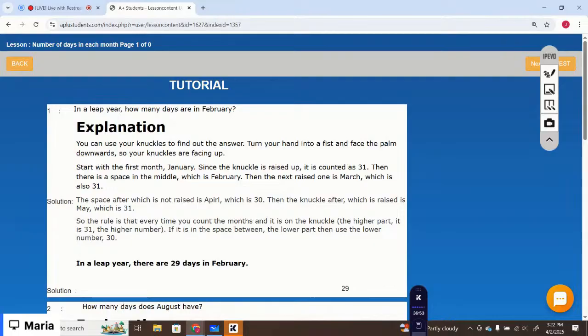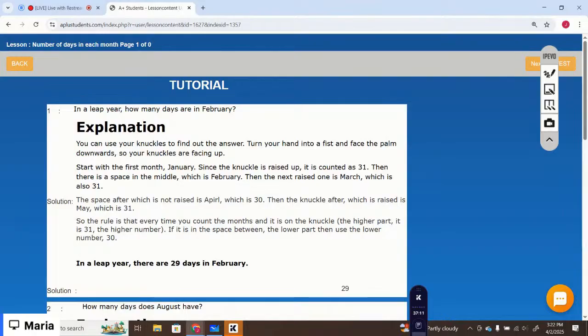Turn your hand into a fist and face the palm downwards. So your knuckles are facing up. Start with the first from January. Since the knuckle is raised up, it is counted as 31. Then there is a space in the middle, which is February.